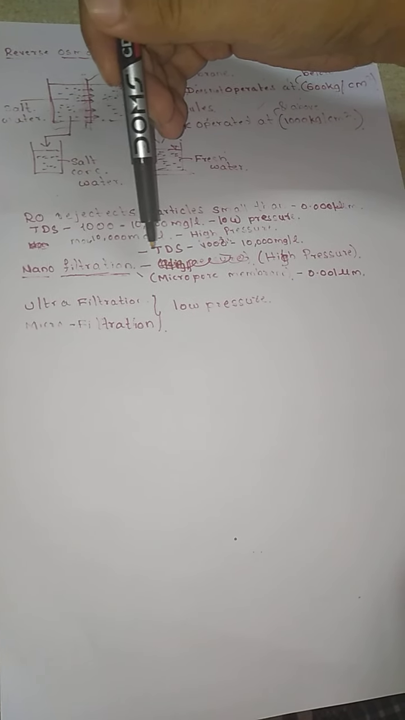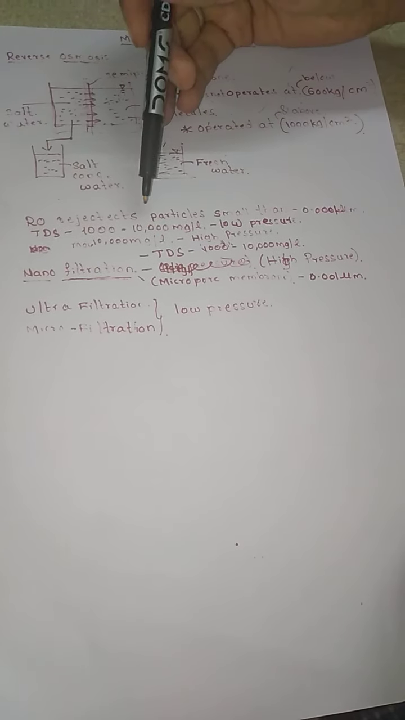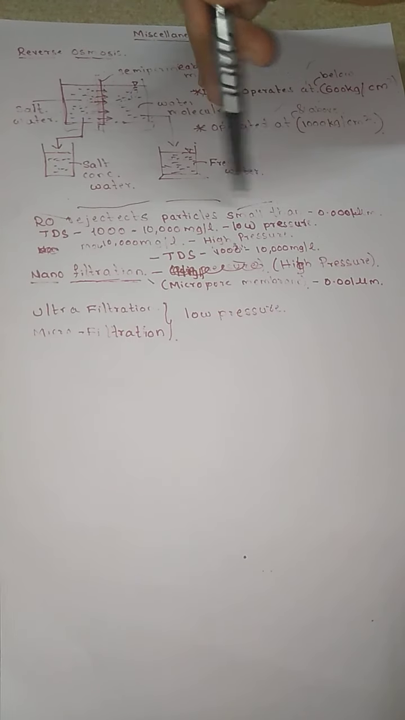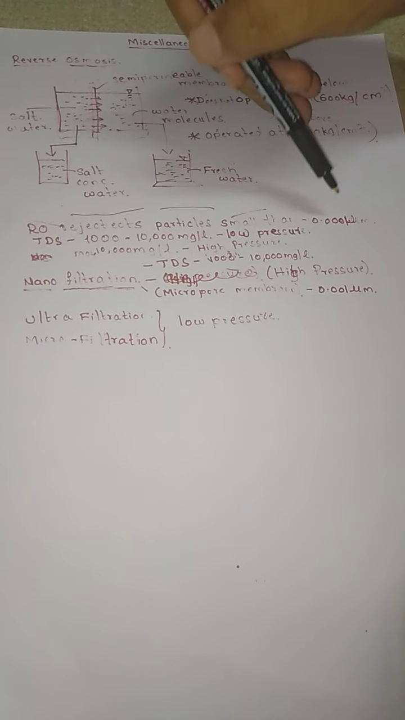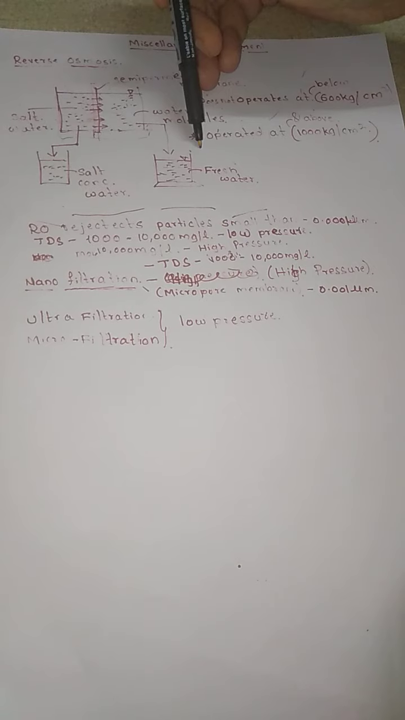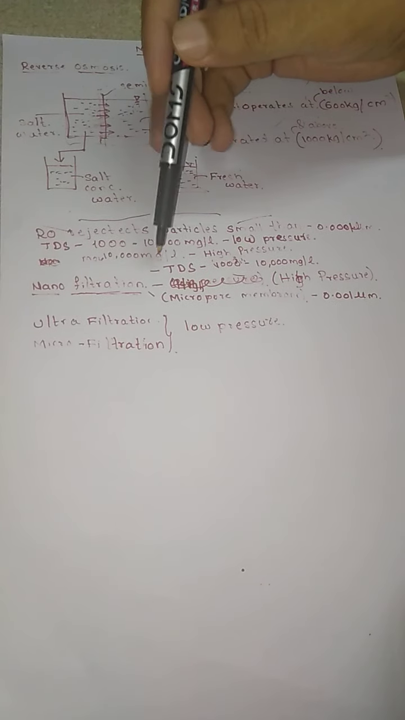Then we will see nanofiltration. Now for reverse osmosis, we have left one important aspect. The reverse osmosis rejects the particles smaller than 0.0001 micrometer. That means particles smaller than 0.0001 micrometer cannot be treated by reverse osmosis. Okay, now we will see nanofiltration.